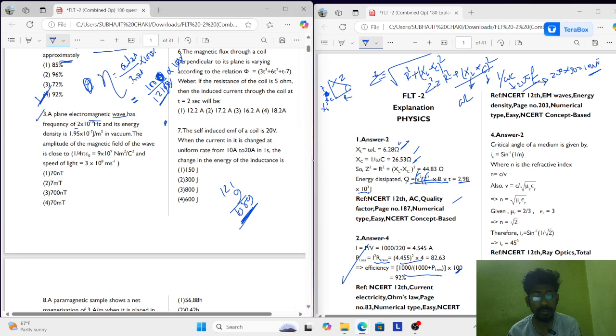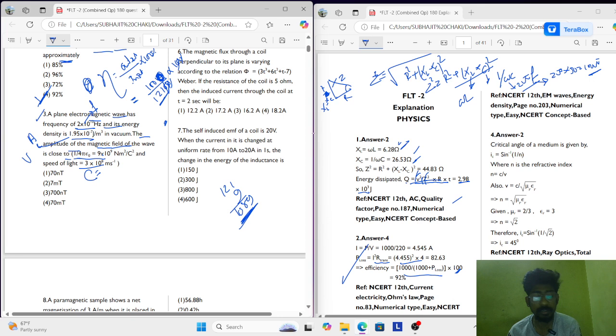An electromagnetic wave has a frequency of this and its energy density. Energy density U is given. Wave frequency F is given. The amplitude of the magnetic field of the wave is close to... Okay, amplitude you have to calculate. 1 by 4 pi epsilon naught is given, C is also given.